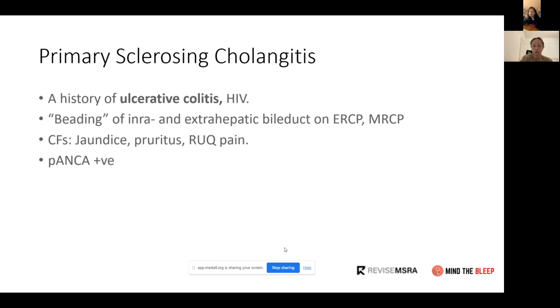So basically what happens is these patients have fibrosis of the intra- and extrahepatic ducts. So on ERCP and MRCP, you would see beading because one area would be fibrosed and the other area would be dilated.